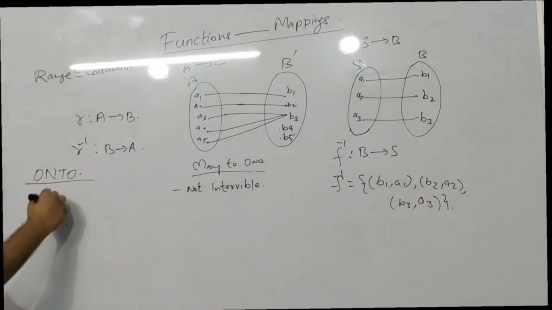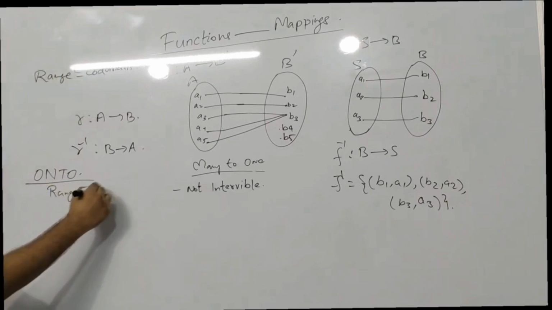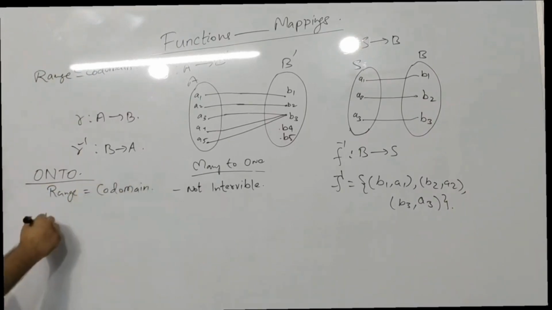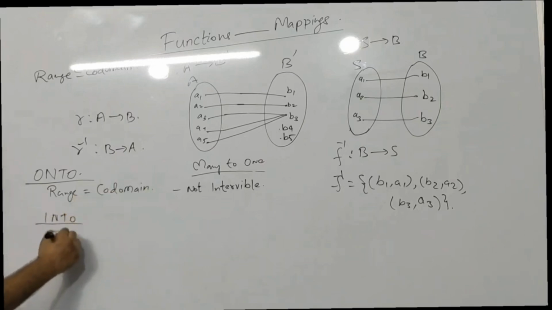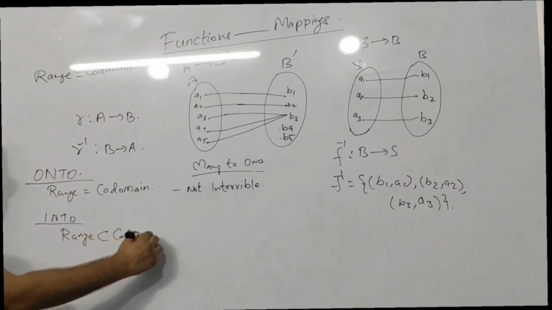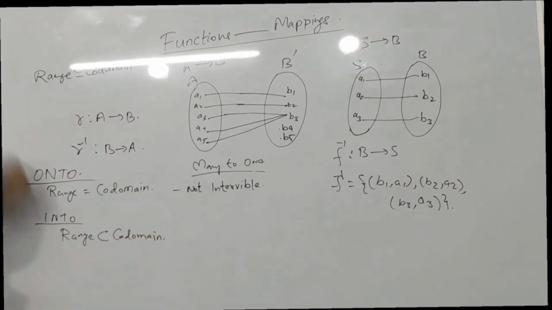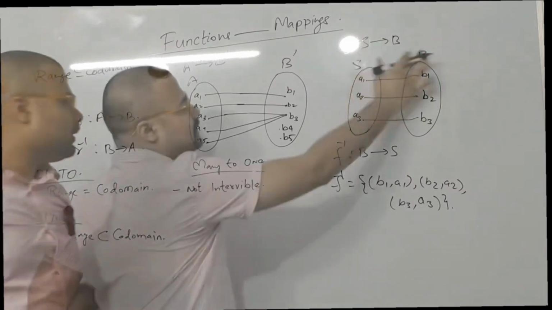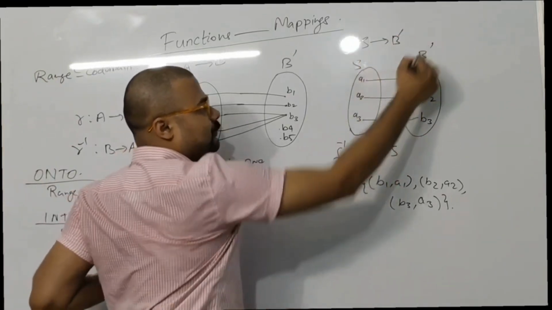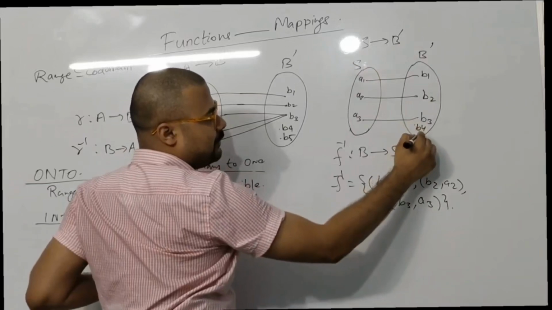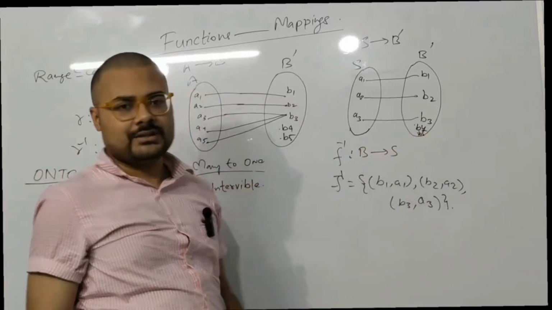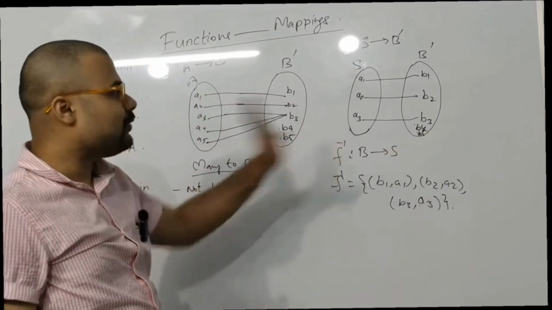When range is equal to codomain, we call it an onto function. And into is when the range is a proper subset of the codomain, meaning you will find some element that does not have any pre-image. Now let's say f is from A to B dash. Now you have B4 here and B5 here. Now does the inverse exist? Now the inverse does not exist.